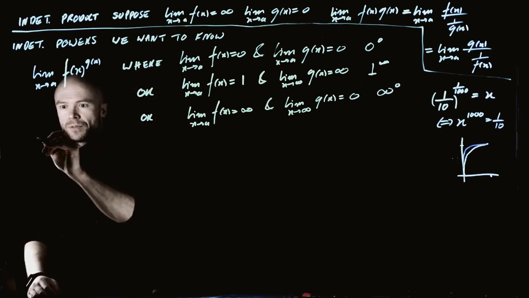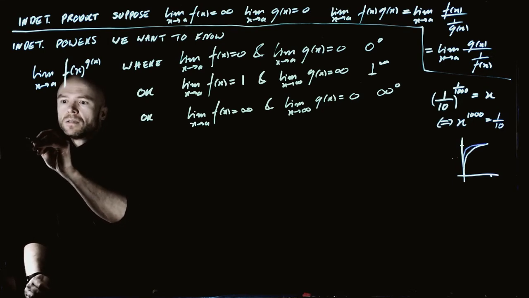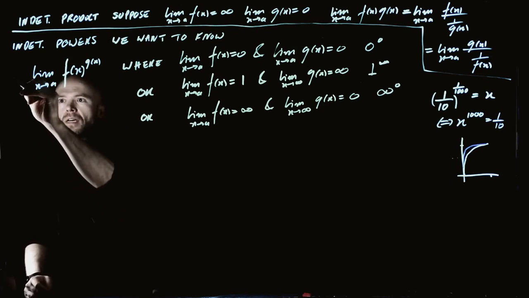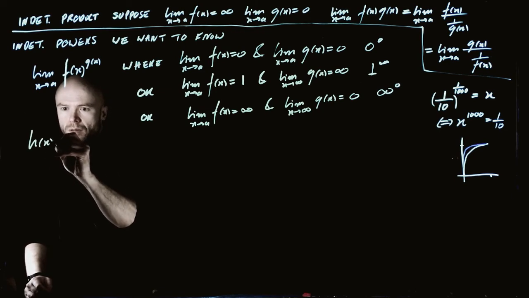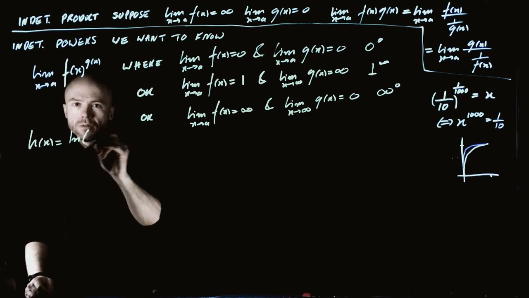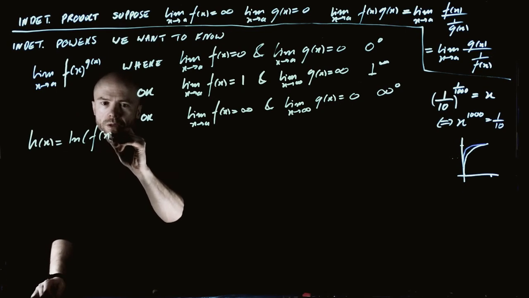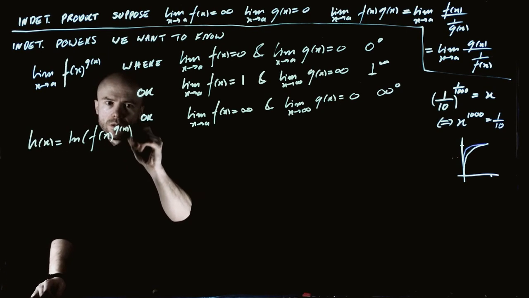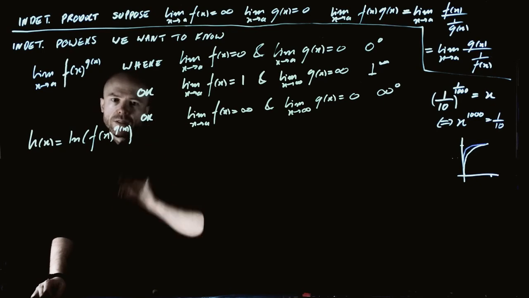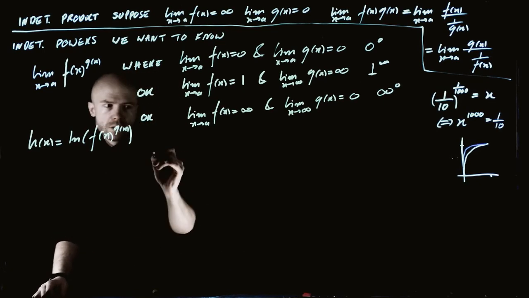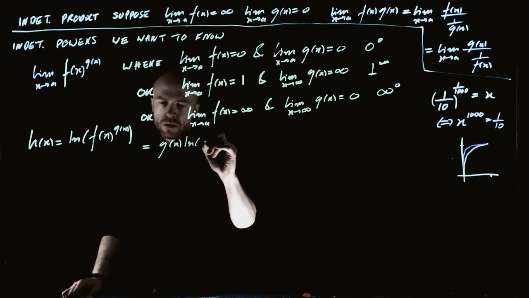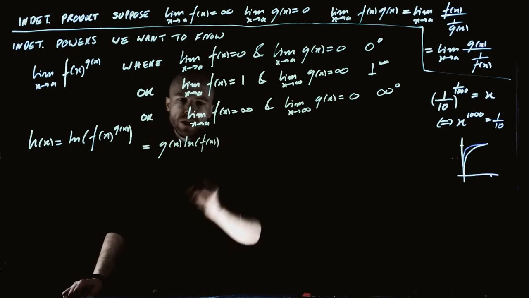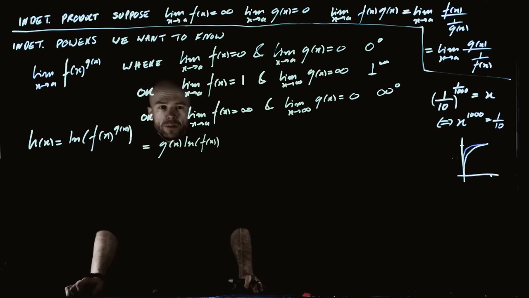So this is what we do. Let's write h of x. Let's define it to be log of this weird thing that we're trying to understand. And by log rules, this is g of x log of f of x. And now this will be an indeterminate product that we can actually analyze.